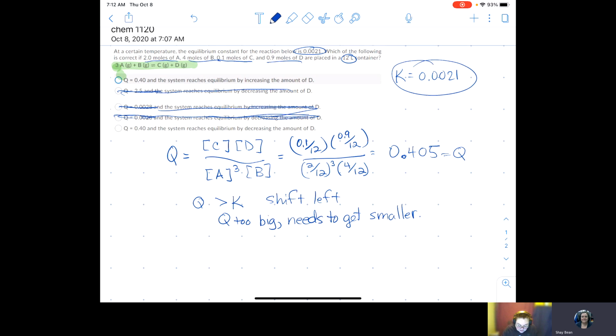Well, as it shifts to the left, notice that this is in terms of the amount of D. As it shifts to the left, it's going to decrease the amount of D. So Q is equal to 0.40, a little bit of sketchy rounding, but we'll go with it. And the system reaches equilibrium by decreasing the amount of D.